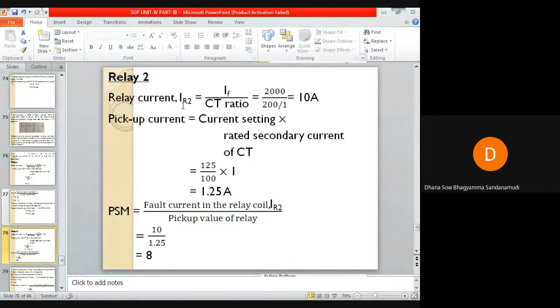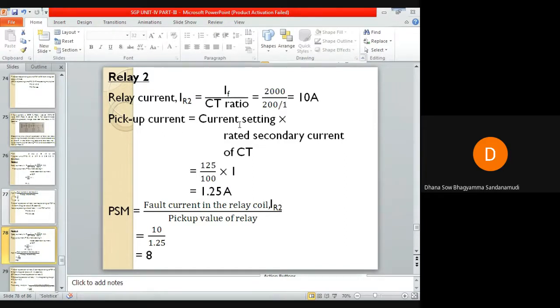So what is the relay current of relay 2? Fault current by CT ratio. What is the fault current? Fault current is the same for both relays, since the fault has occurred in the same line. So the fault current is 2000. The CT ratio for relay 2 is 200 by 1. So 2000 by 200 by 1, you will get 10 amperes.